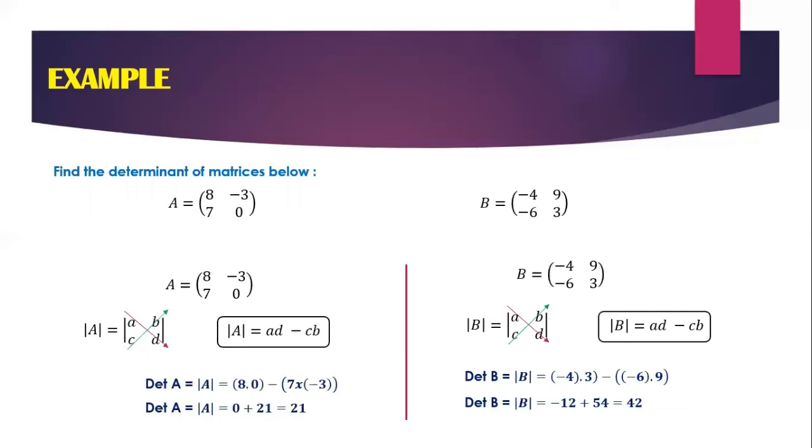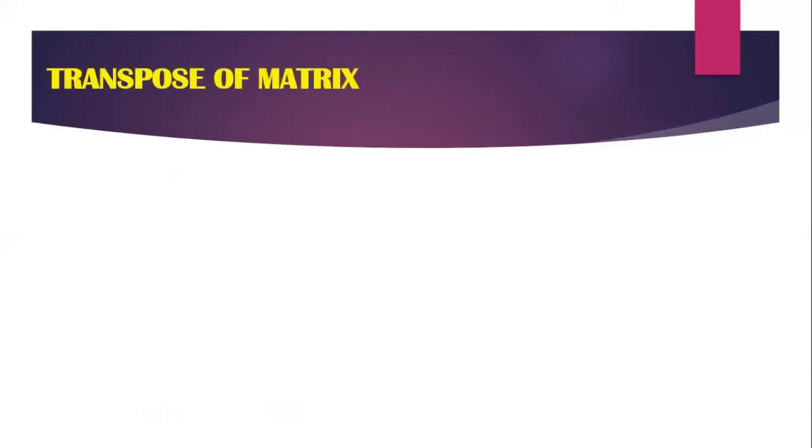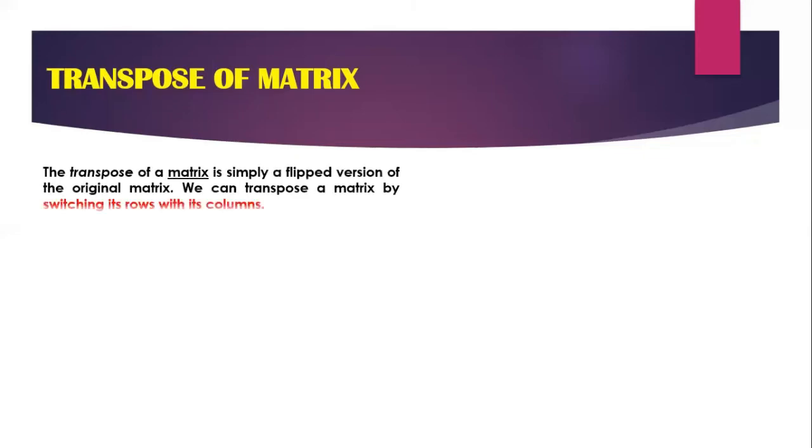Okay, students, we go to the next topic. Transpose of matrix. What is transpose? Here's the explanation. The transpose is simply a flipped version of the original matrix. We can transpose a matrix by switching its rows with its columns. Let's say this matrix A has components a, b, c, d. The transpose of A, symbolized by A to the power of T, equals [a, c; b, d]. The symbol of transpose of a matrix is A to the power of T.